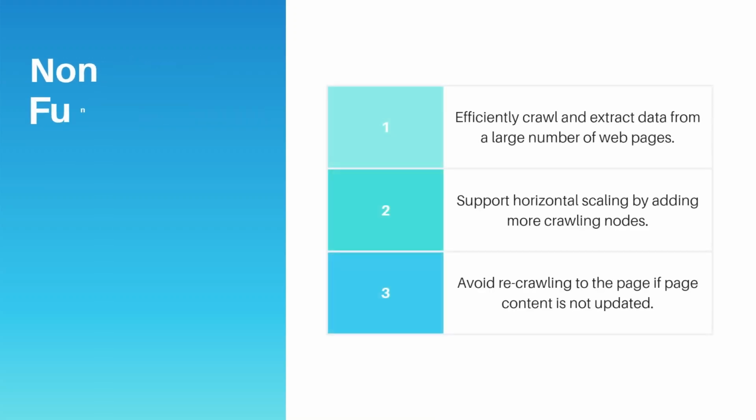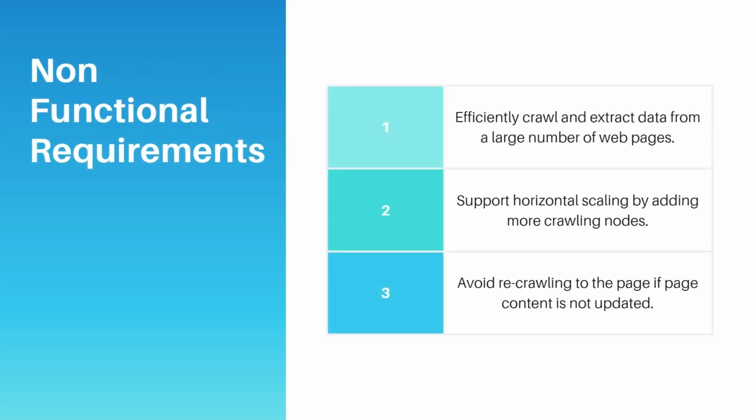Moving forward to our non-functional requirements, the first one is that we need to efficiently crawl and extract data from a large number of web pages. This can range to more than 1 billion web pages. The second point is that we need to support horizontal scaling by adding more crawling nodes. How can we decide the number of nodes, and why should we horizontally scale the system, is what we are going to see in our video. The third point is to avoid recrawling a page if the page content is not updated. This is basically to avoid duplication of the content.